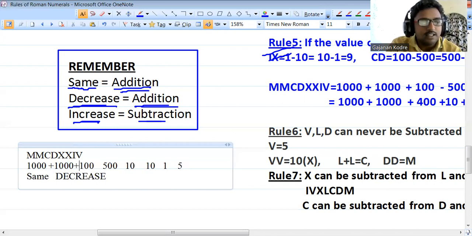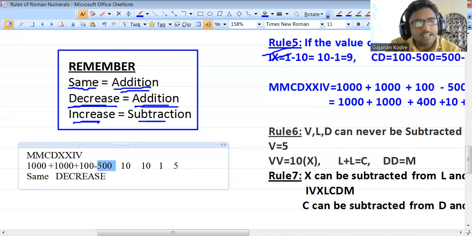Yes. Now look at this 100 and then 500. 100 के बाद क्या आ रहा है? 500. इंक्रीज हो गया नंबर, 100 200 बढ़ गया ना. सो इंक्रीज, जब इंक्रीज होता है तो हमें क्या करना होता है? सब्ट्रैक्शन. सो पुट सब्ट्रैक्शन साइड. Now look at 510. Increase हुआ, decrease हुआ, ये same है? Decrease. So addition. Decrease के लिए addition होता है.